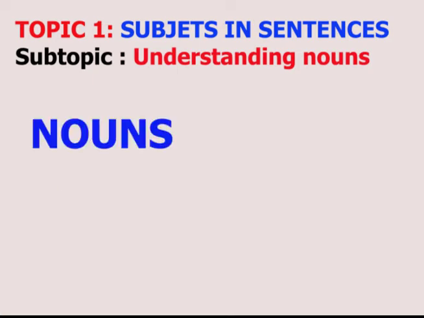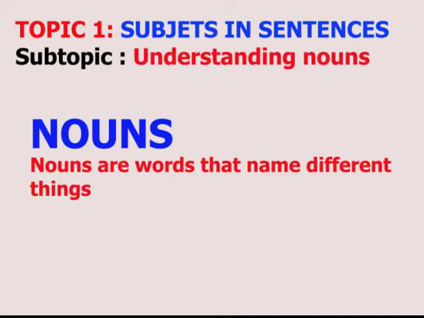Nouns are also words that are used in the beginning of the sentence, just like the way pronouns are used. And today I'm going to talk about these nouns. What do we mean when we talk about nouns? Nouns are words that name different things. Nouns are words that give names to different things.